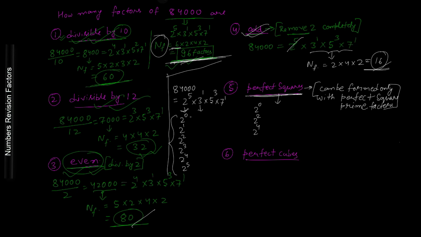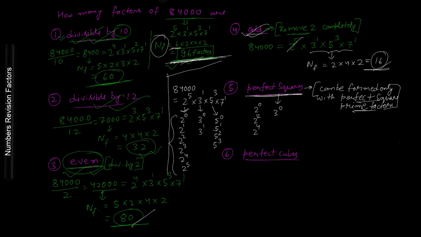Similarly for 3, all possibilities are 3 raised to 0 and 3 raised to 1. But we will take only 3 raised to 0. 5 raised to 3, it means 5 raised to 0, 5 raised to 1, 5 raised to 2, 5 raised to 3. But out of this, even powers, because we need perfect square powers, perfect squares of the prime factors. Right? So out of these prime factors, what are the perfect squares?